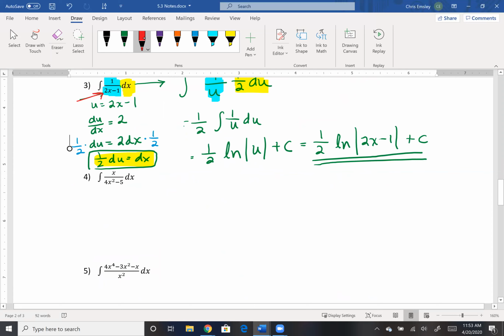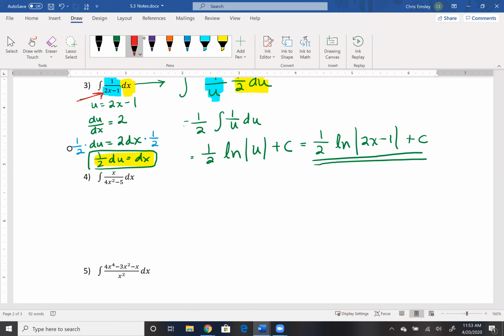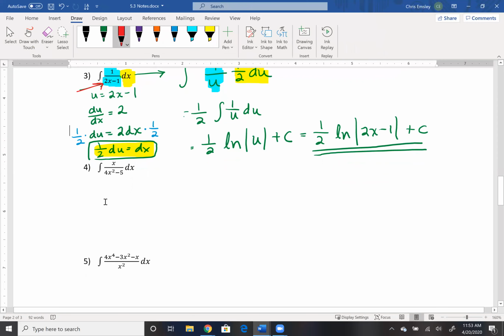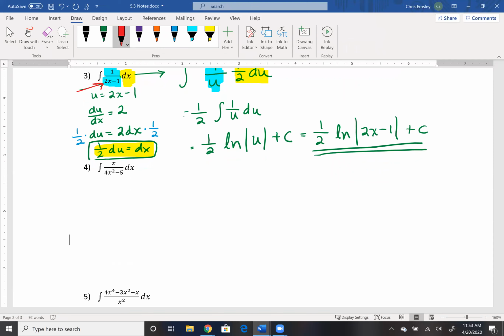I should have given myself a little more space in these. Let me add a little more space, so my writing's not crunching up together. One second.